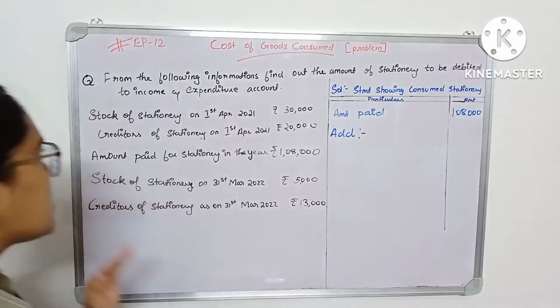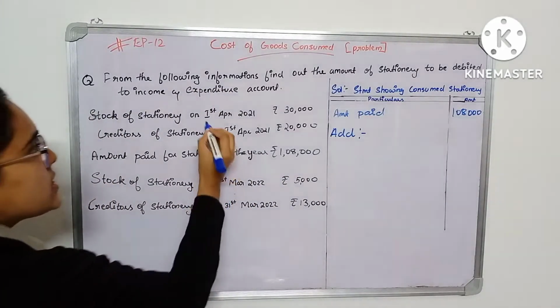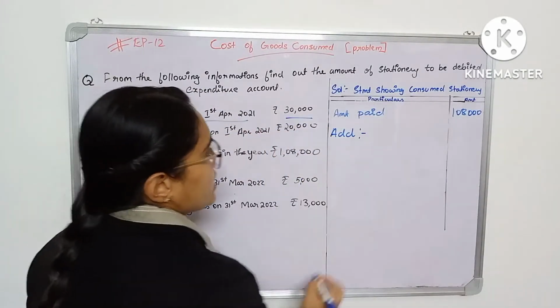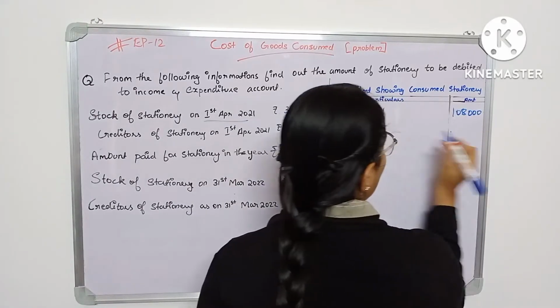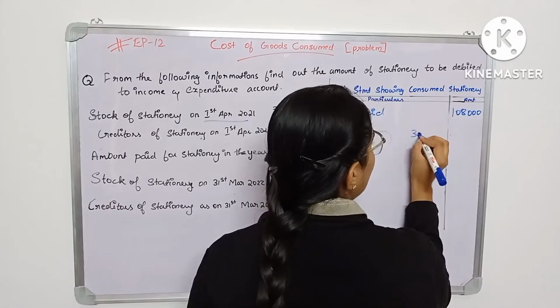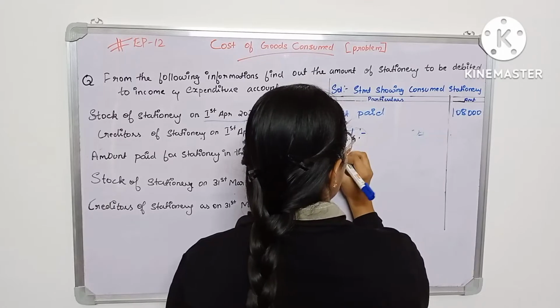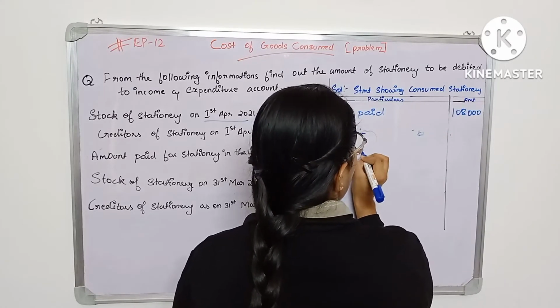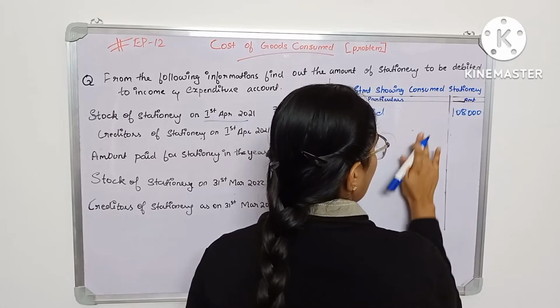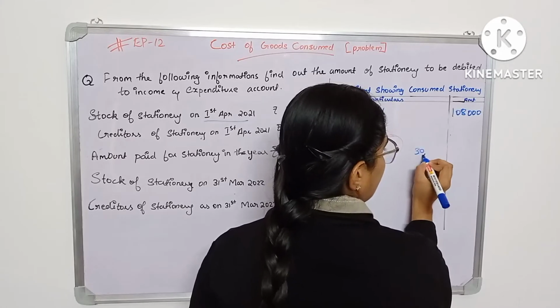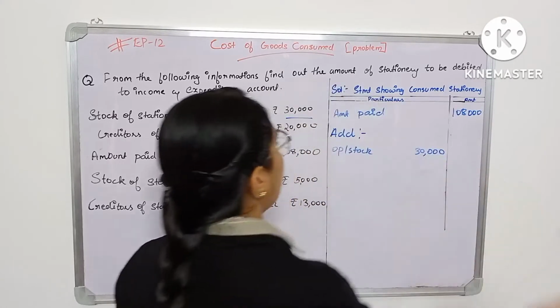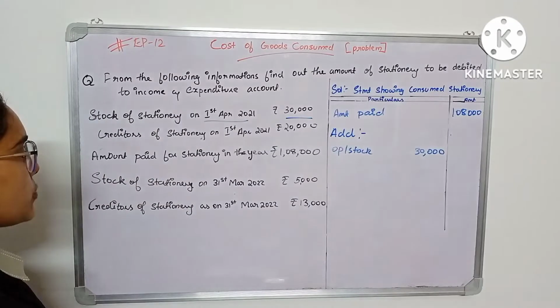Here what is the amount of opening stock? It is 30,000, right? So I am going to write that here in the inner column. Opening stock, it is 30,000. Then what is the next item to be added?